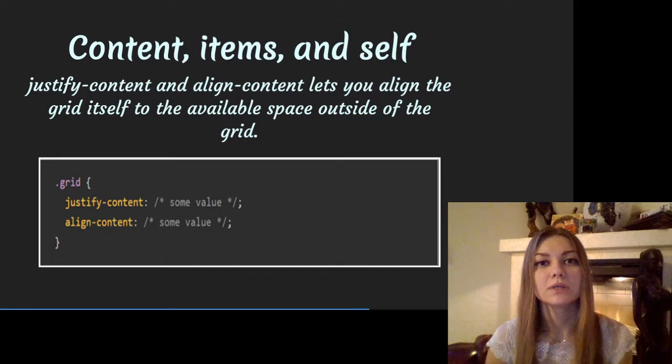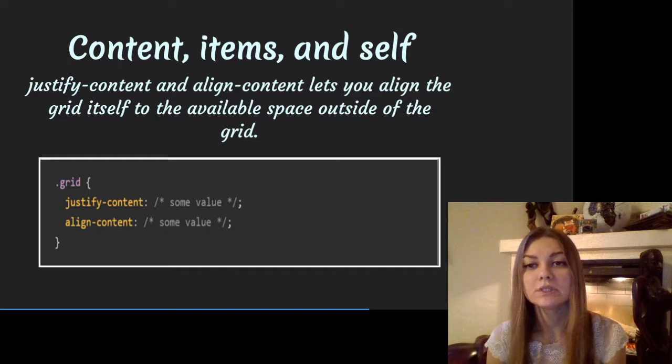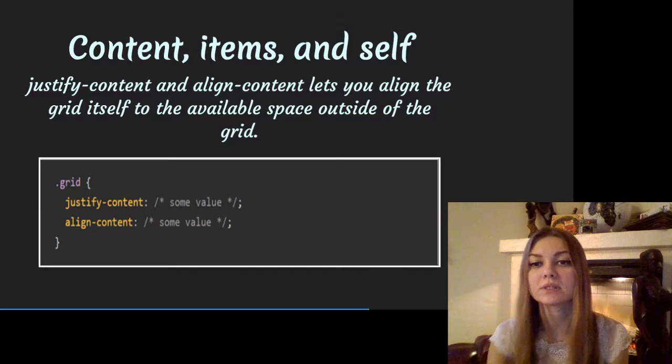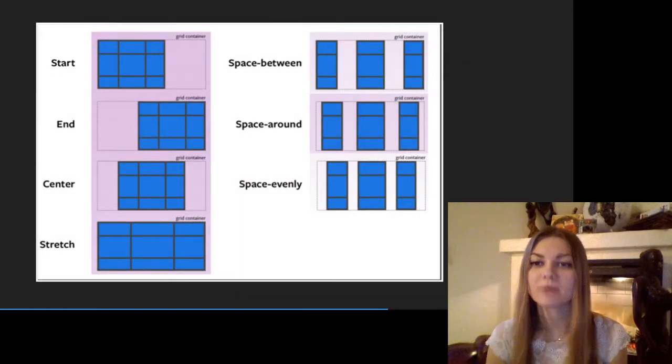Content, item, and self. Justify content and align content lets you align the grid itself to the available space outside of the grid. You will only need these properties if your grid is smaller than its defined area, which is rare. You can pick from 7 values.